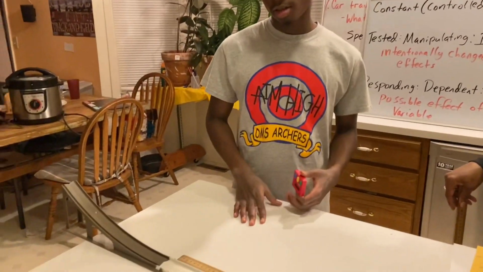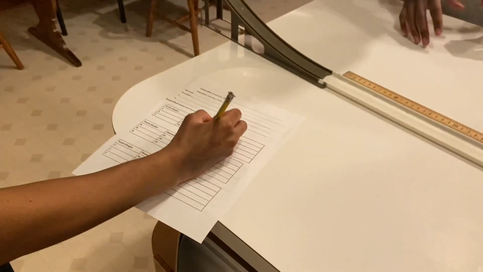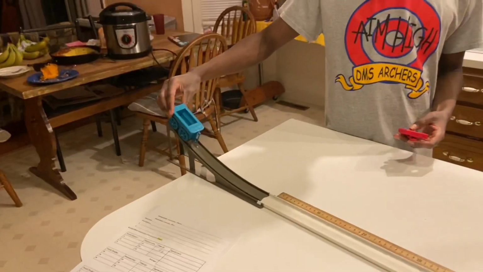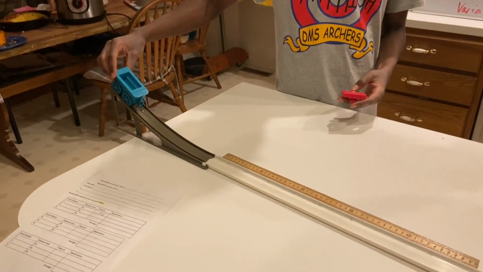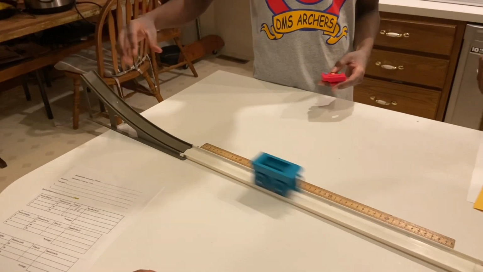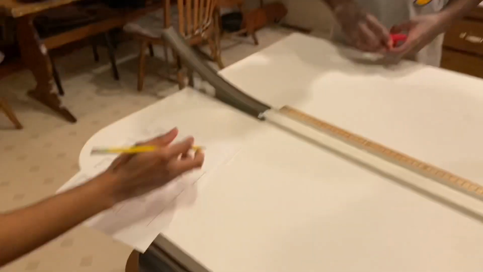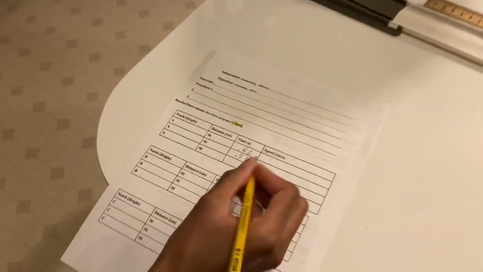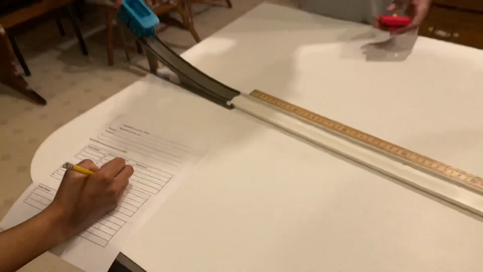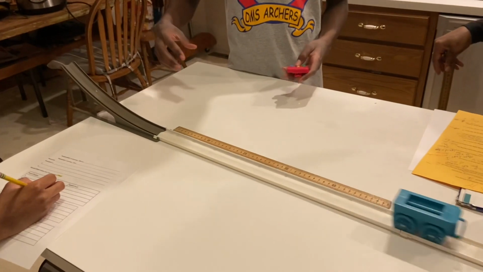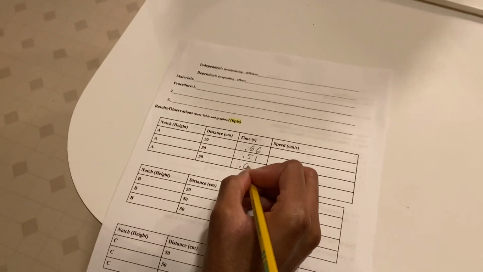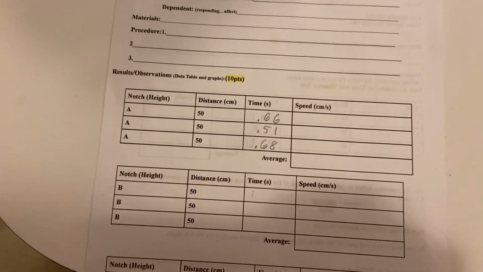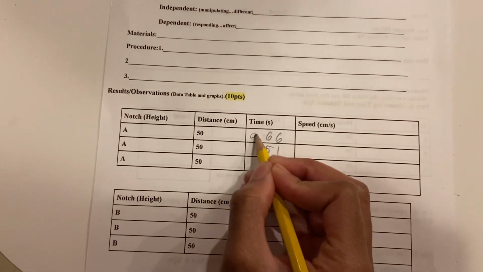0.66. 0.51. 0.68. Okay, so that was for notch A, class.